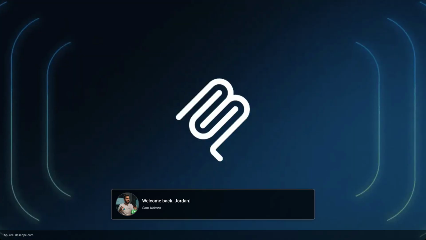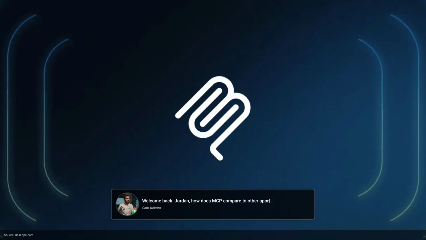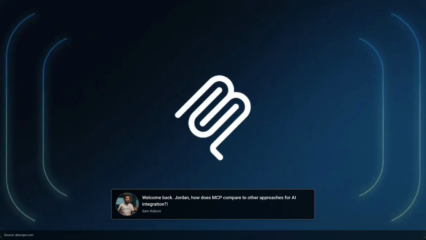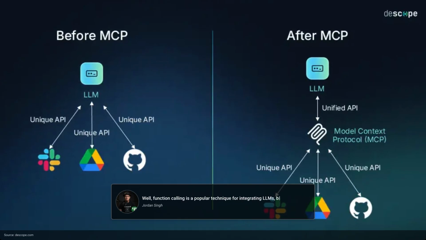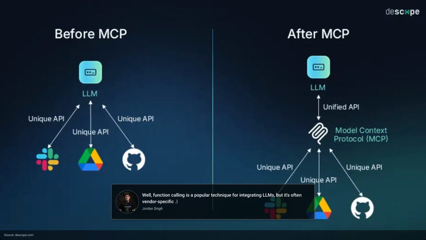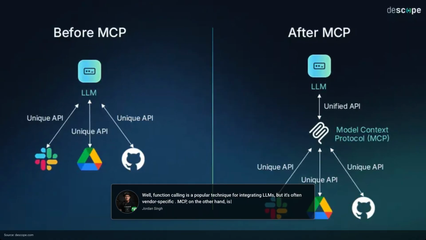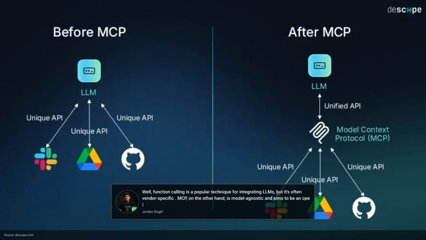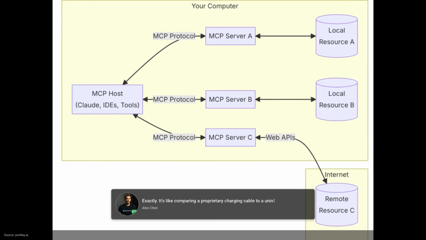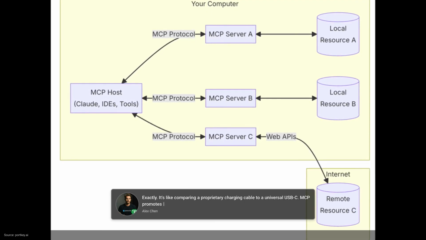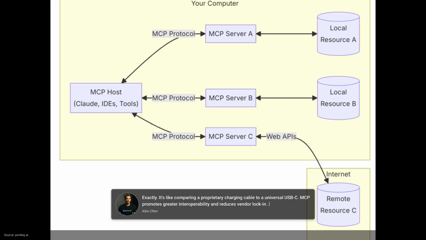Welcome back, Jordan. How does MCP compare to other approaches for AI integration? Well, function calling is a popular technique for integrating LLMs, but it's often vendor-specific. MCP, on the other hand, is model-agnostic and aims to be an open standard. Exactly, it's like comparing a proprietary charging cable to a universal USB-C. MCP promotes greater interoperability and reduces vendor lock-in.